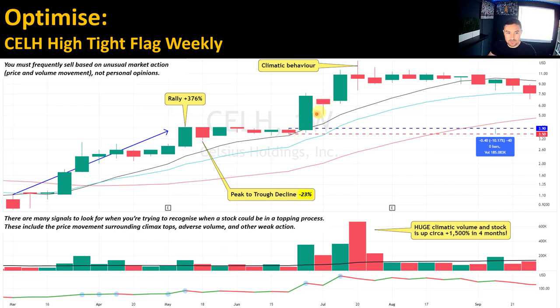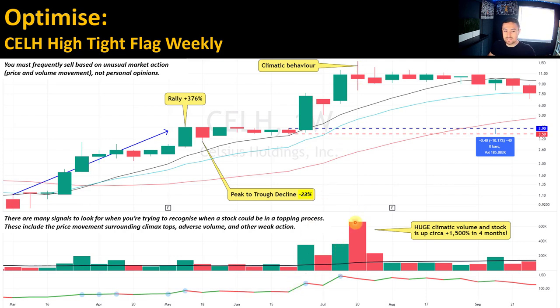So you see how Celsius moves out here and then you get this big doji type candlestick. Now a doji signals indecision, and it's the context of where you are seeing the doji. Take a look at the huge relative volume. This is maybe 4 or 5 times the 30-week average, which is this black line here. And where are you seeing this huge volume? And what is the interrelatedness with the price and the volume? So it's huge climactic volume, and the stock is up circa 1,500% in 4 months.